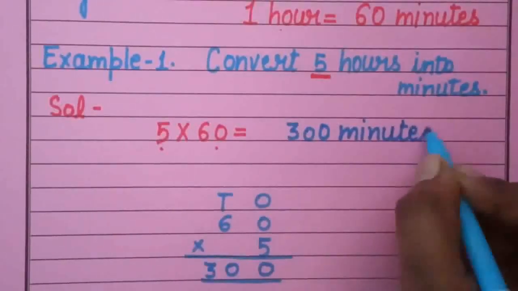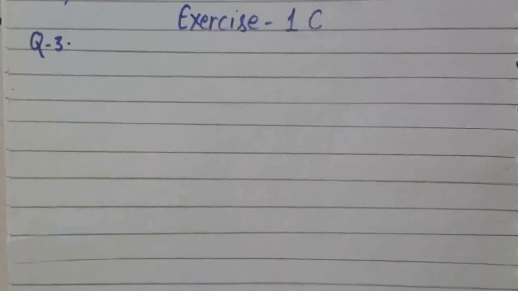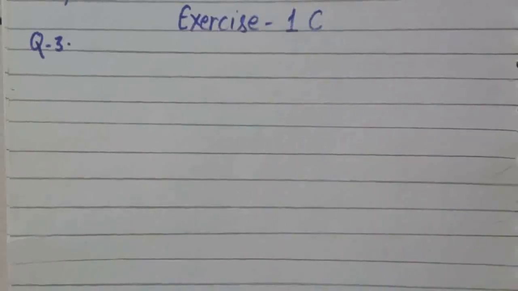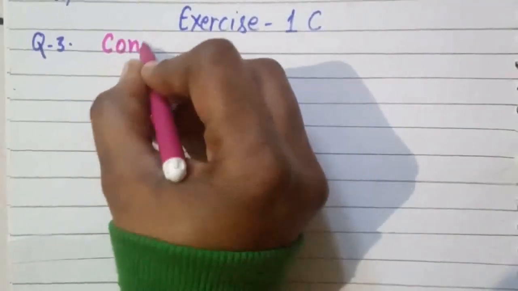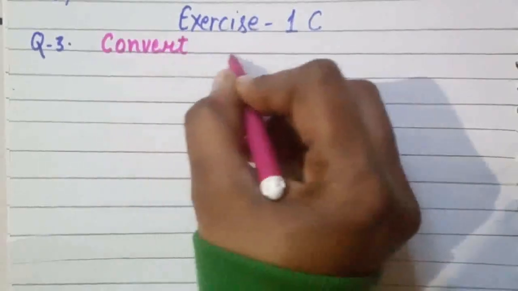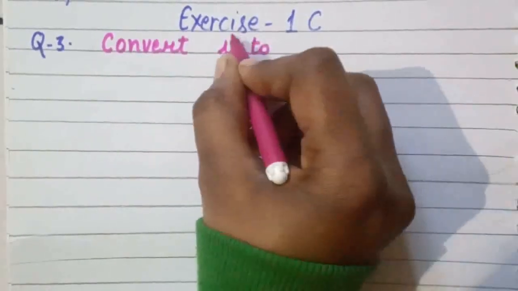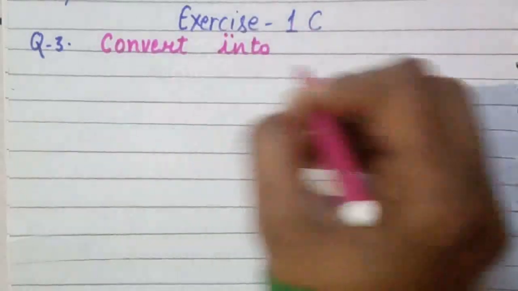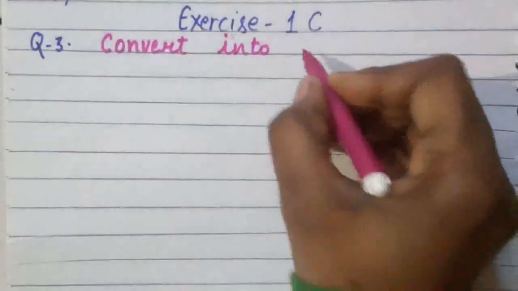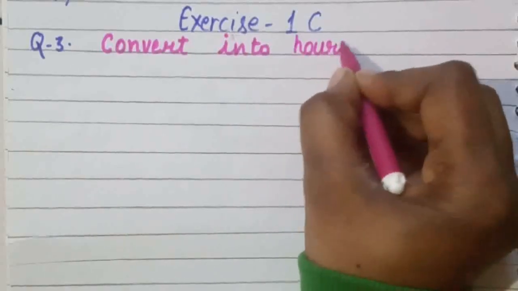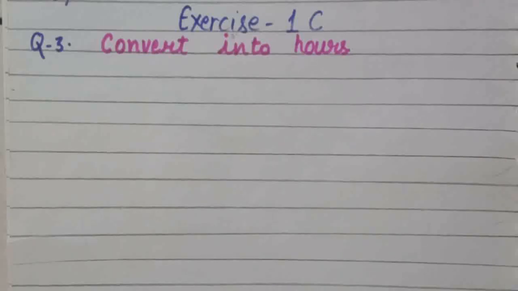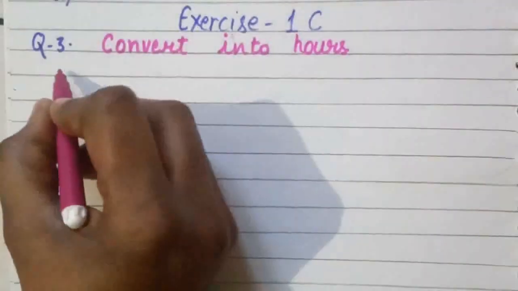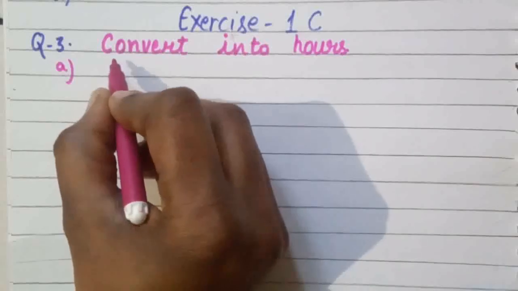Okay children, I hope you have understood it. Okay children, let's do the book exercise, that is exercise number 1C, question number 3. Convert into hours. In this one you have to convert into hours. Let's convert first part A, 30 days.